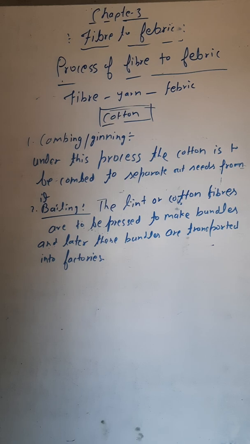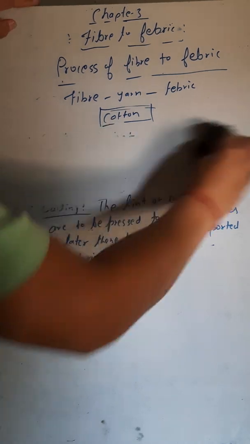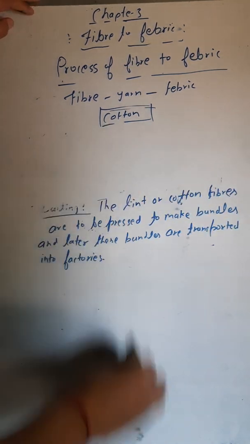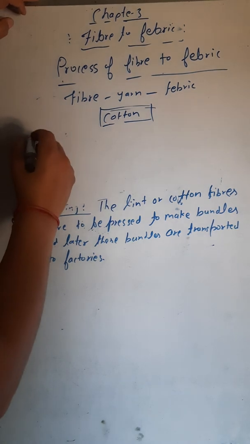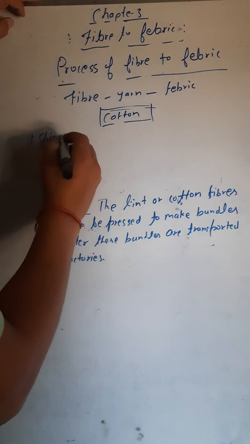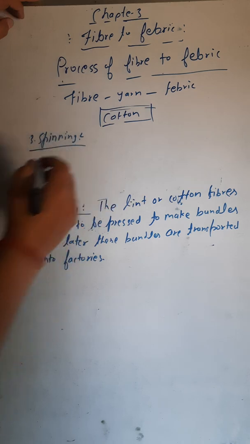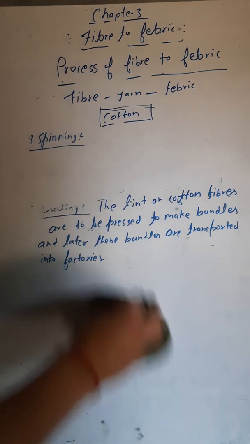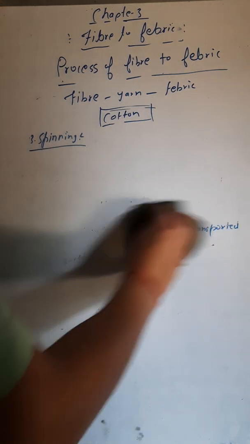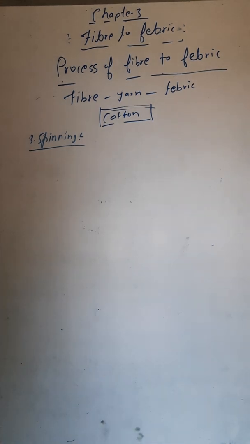So that was the second one. Now we would study the third process, that is known as spinning. So let me write the third process here. Spinning. So spinning is what? Spinning is basically the process of making yarn out of cotton lint, that is fiber.